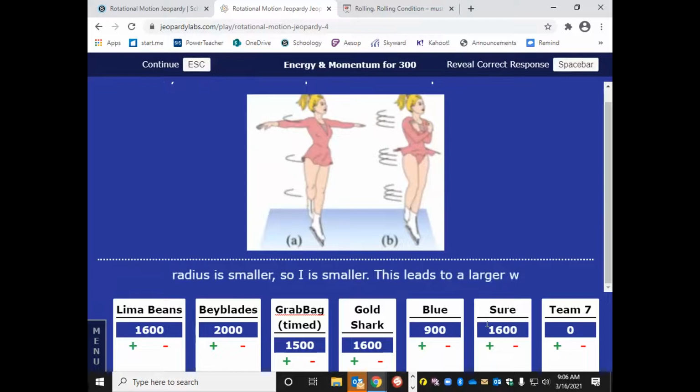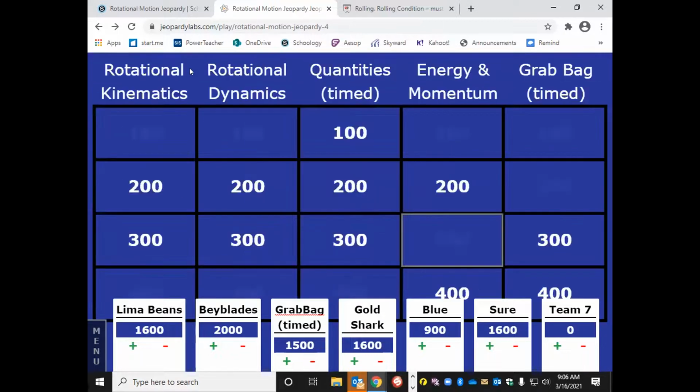Radius is smaller, iota is smaller. This leads to bigger omega. All right. Grab bag, what do you want? All right.